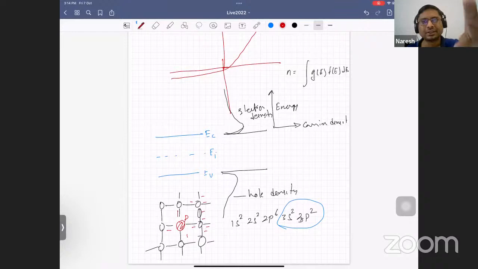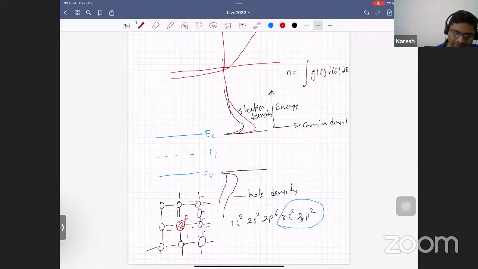All right. So because of that, you'll see that if you dope it with phosphorus, you're having additional electrons. And it will also turn out, because of thermodynamics, that if you draw how the carriers are distributed in silicon, you will see that the electron density increases and the hole density reduces.